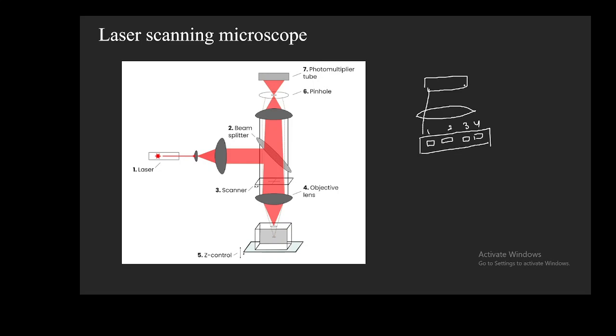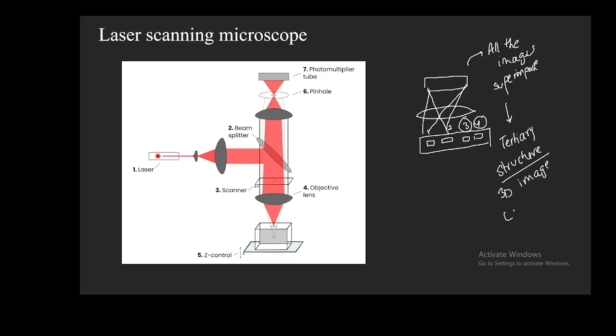First it will scan this particular slice, then the next slice, then the next, and then the last slice, producing an image of each. All the images it will superimpose on each other, and then it will produce the three-dimensional image, which is also known as the Z-stack. So this is the basic of the laser scanning microscope.